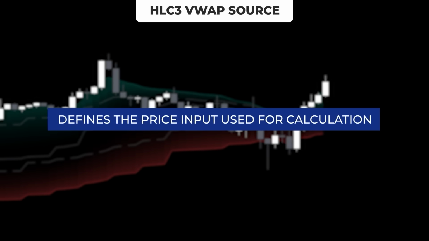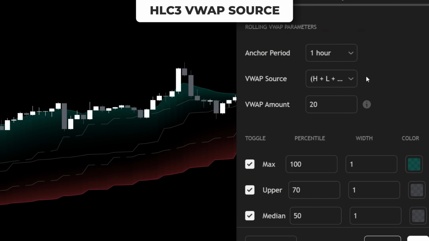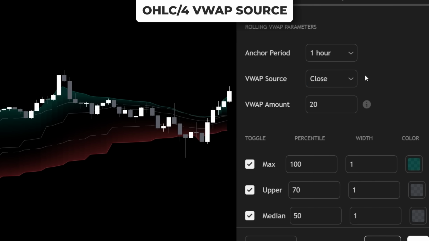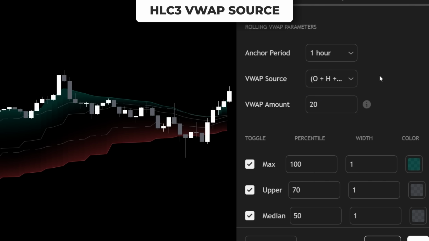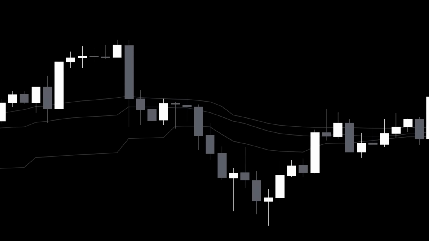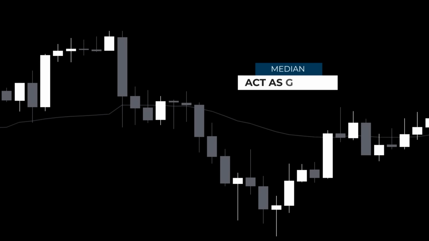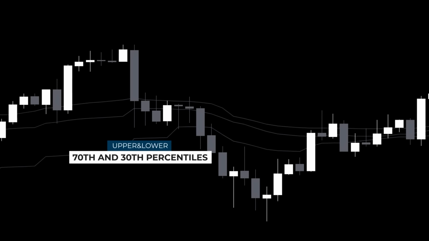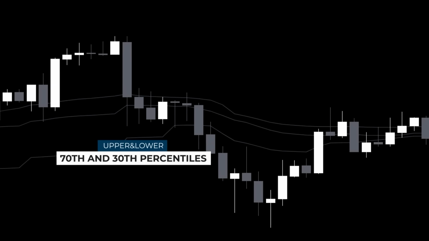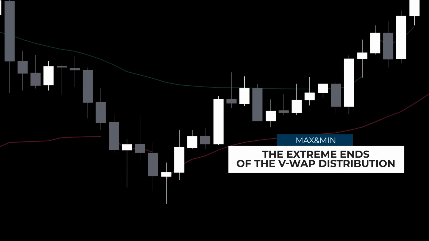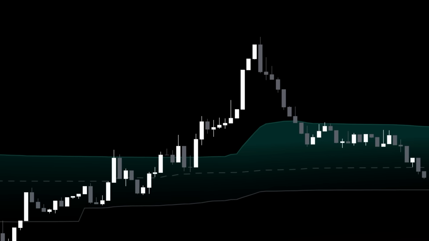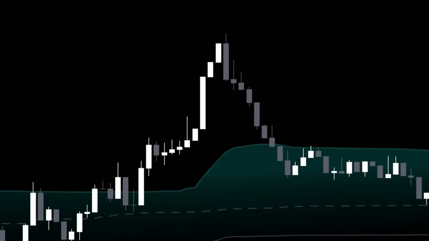VWAP source defines the price input used for calculation. Common choices include HLC3. Most traders stick with the default, but switching to close can make the channel more reactive, while OHLC/4 often provides a smoother result by filtering noise. The percentile bands are where the real edge emerges. The median acts as a gravity line. The upper and lower bands, say the 70th and 30th percentiles, outline typical expansions and pullbacks. Meanwhile, the max and min bands capture the extreme ends of the VWAP distribution, ideal for spotting exhaustion points or identifying don't chase zones in trending markets.